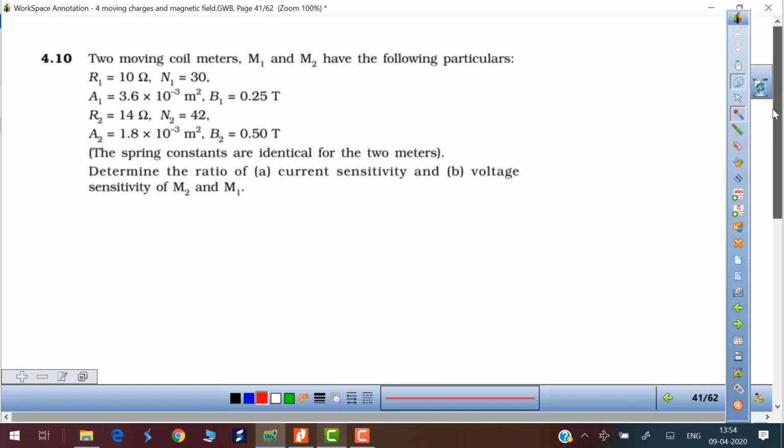So here you have given two moving coil meters M1 and M2 having the following particulars: R1, R2, A1, A2, N1 and N2, magnetic fields B1 and B2. The spring constants are identical, meaning spring constant K1 is equal to K2. Determine the ratio of current sensitivity and the voltage sensitivity.